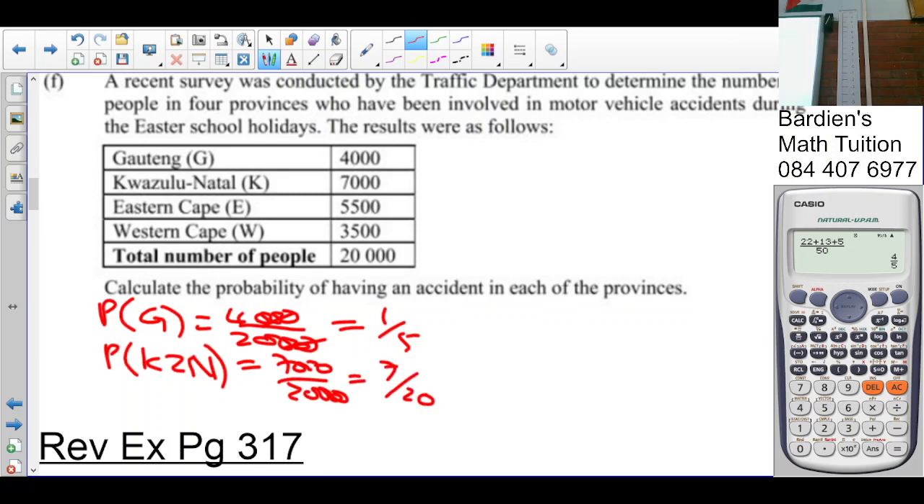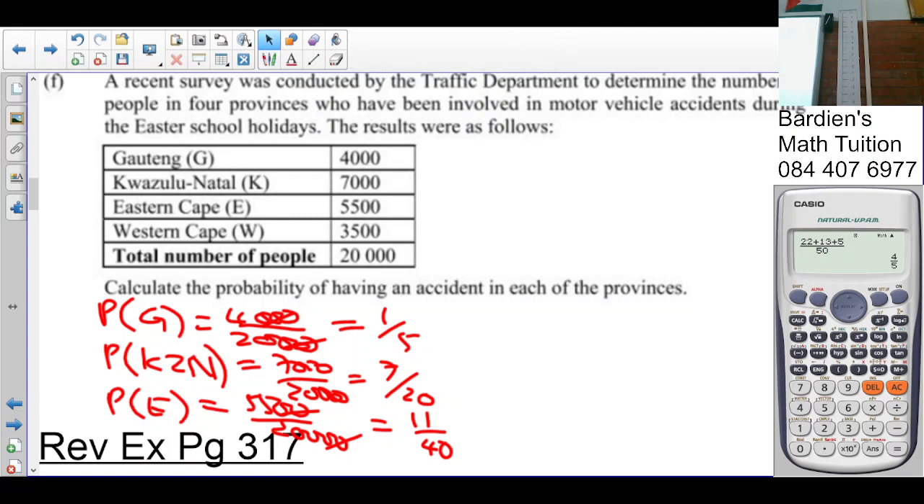The probability in Eastern Cape, 5,500 over 20,000. So that 2 cancels that 2. 5 goes into 55 11 times. 5 goes into 20 4 times. So it is 11 over 40. Is that correct?